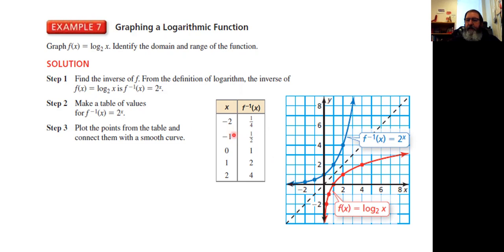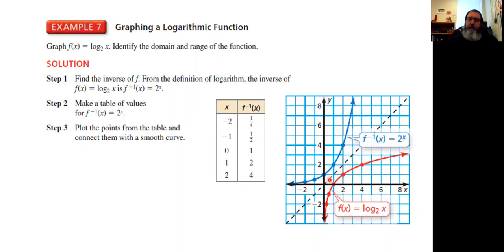Okay, so I'm going to plot these points. You see me at -2 and then up 1/4 right there. And then at -1, 1/2. So I go over here to -1 and go up a half. Then at 0, 1. So I'm at 0 and I go up to 1. Then 1, 2. So I go over to 1 and up 2. And then 2, 4. So I go over to 2 and up 4. So I have all these points, and now I can connect them into a smooth curve. And I've got my graph of the inverse function.